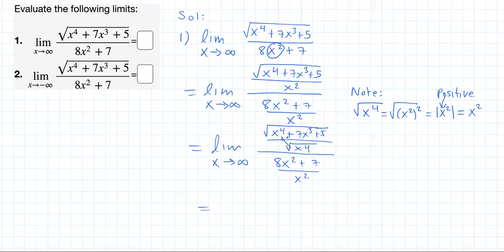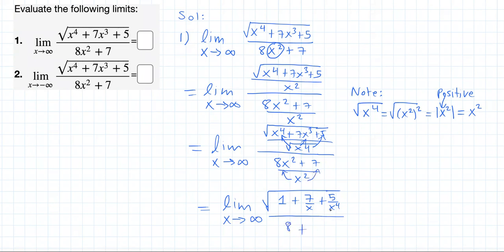notice now, doing the algebra, x to the 4 into x to the 4 will be equal to 1 inside the radical now, right? Plus x to the 4 into 7x cubed, simplifying 7 over x, plus x to the 4 into 5 over x to the 4, right? All inside the radical. Now, on the bottom, we have x squared into 8x squared is 8, plus x squared into 7 over x squared.